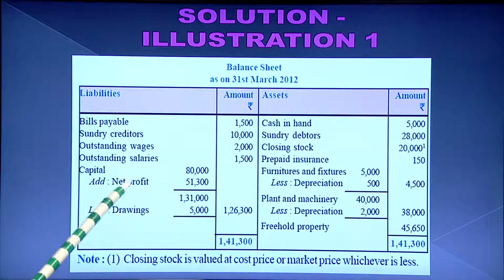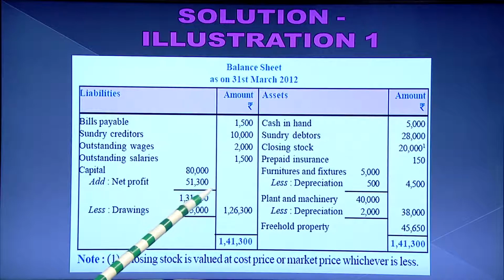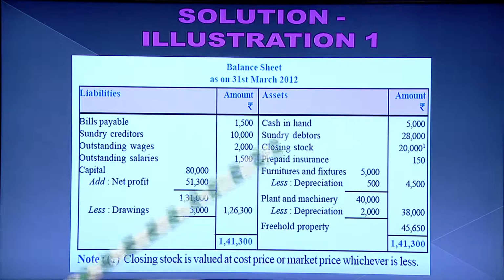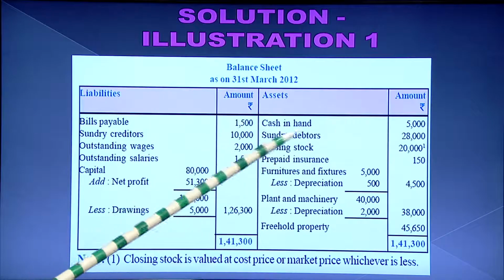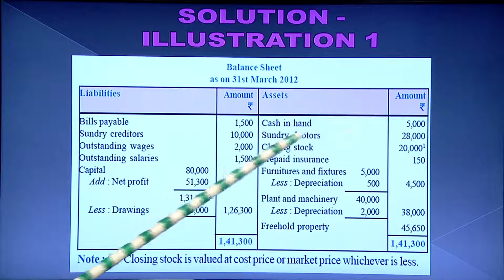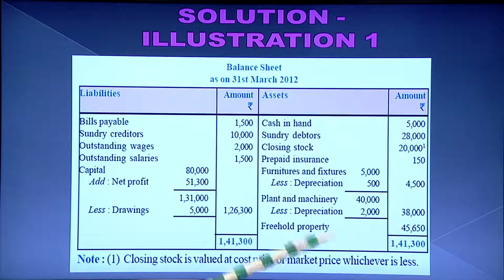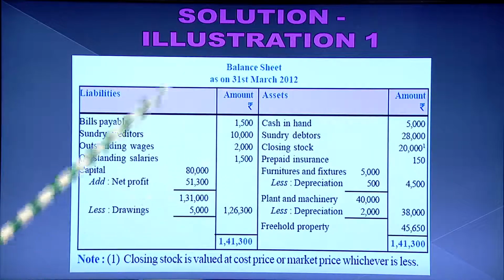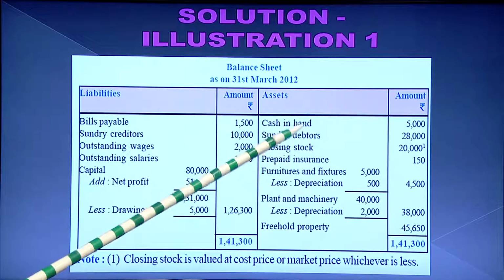After that, we will add net profit, that is 51,300, total is 1,31,300. Now, we will deduct drawings, that is 5,000. So, the amount is 1,26,300. This is our liability side. Now, we will move to our asset side. On the asset side, cash in hand is given as rupees 5,000, sundry debtors is rupees 28,000. These are the assets, as I told you earlier, that will be transferred from the trading account to here directly.